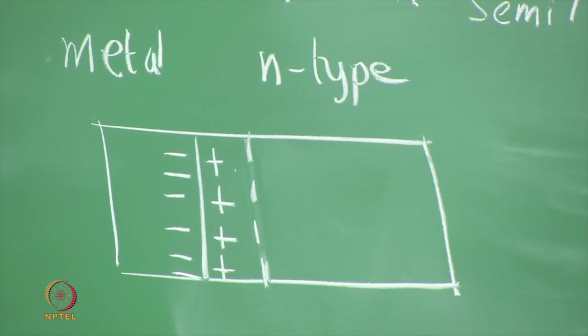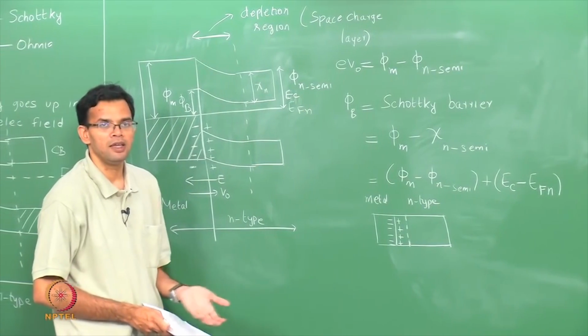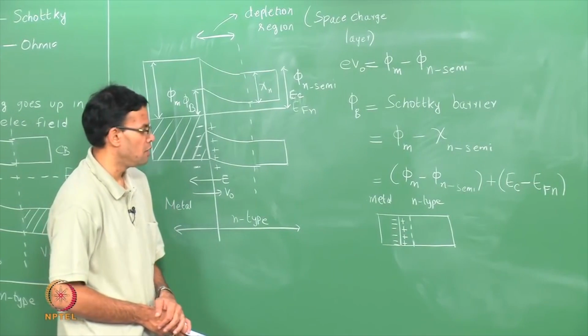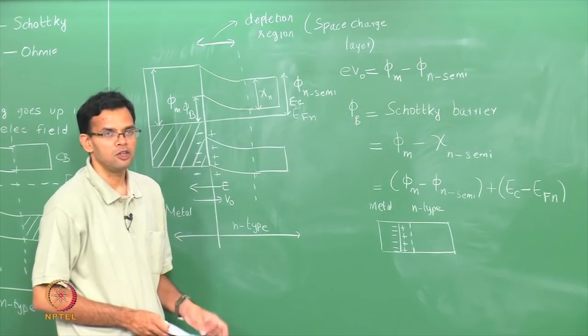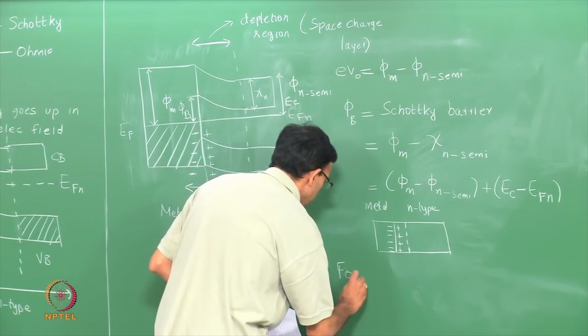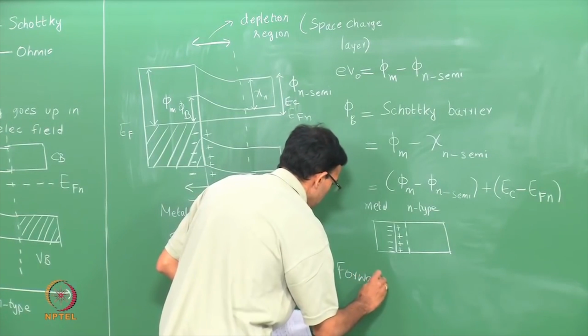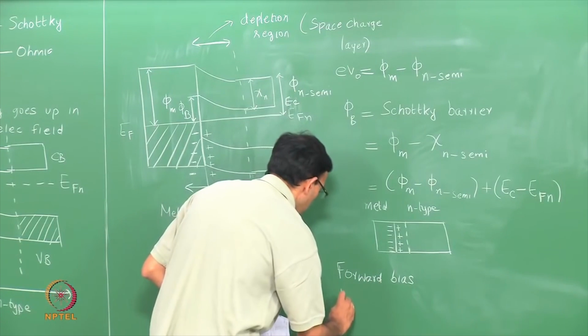Now, things become more interesting when we try to bias. So, when we try to apply an external potential to this metal semiconductor junction. Now, there are two ways of biasing the junction. First is called forward bias, and the next is called reverse bias.